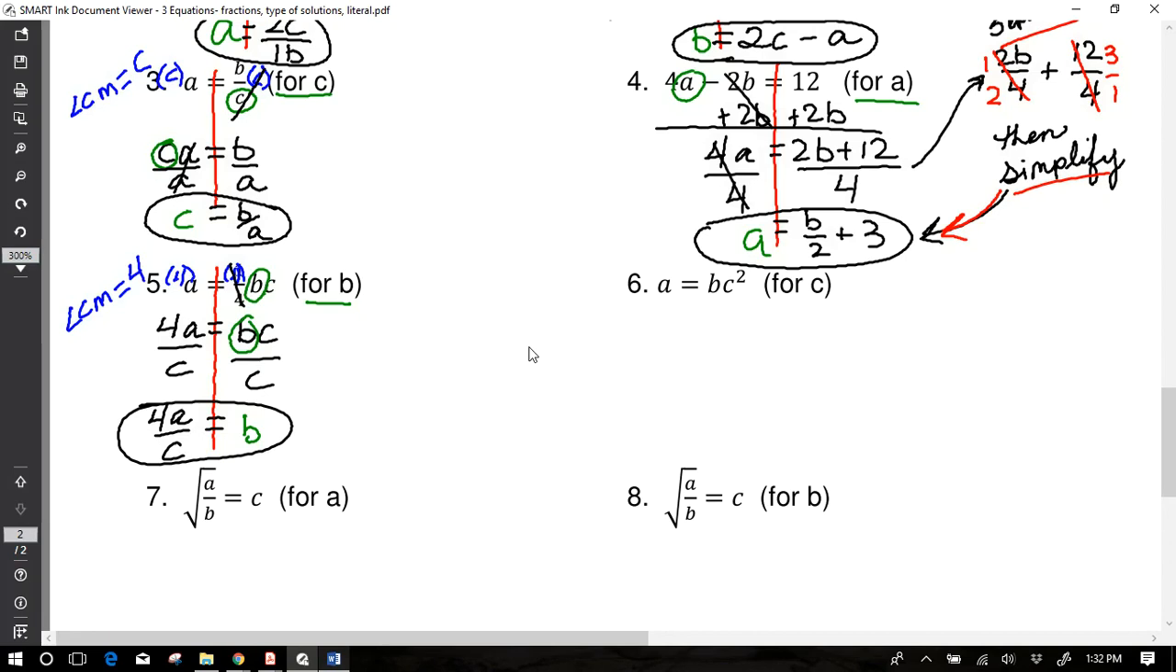I brought down my BC and I had my 4A. I circled the B again just to keep reminding myself of what I'm solving for. And so what I needed to do to get the B by itself was divide by that C, which made the C cancel on the right. And then that gave me my answer. B equals 4A divided by C.